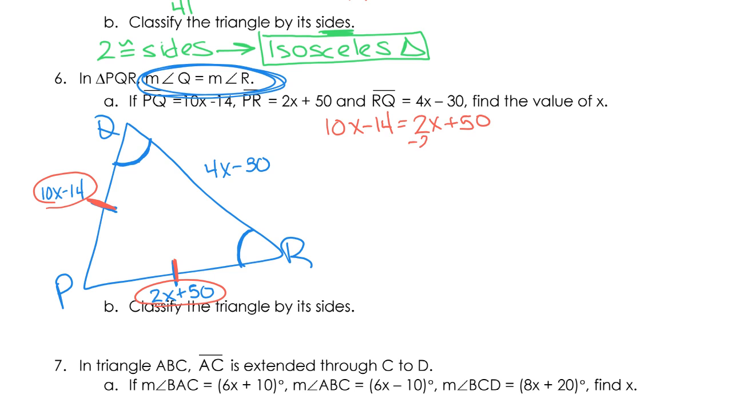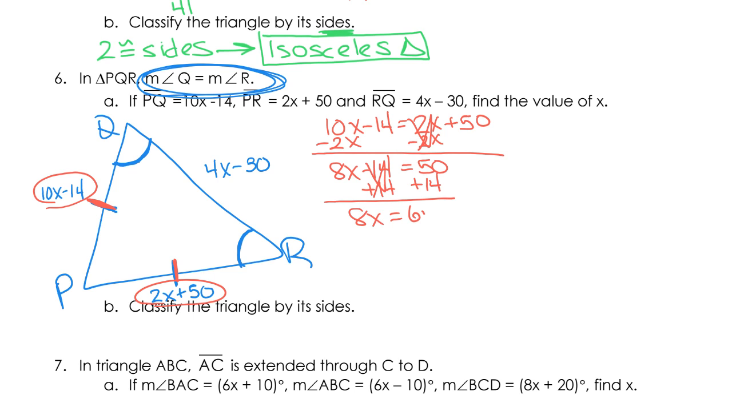Go ahead and subtract 2x. We end up with 8x minus 14 is equal to 50. We're going to go ahead and add 14. We end up with 8x is equal to 64. We're going to divide by 8. And x comes out to equal 8. Okay? And that's actually what they wanted to know in this question. They said find the value of x.